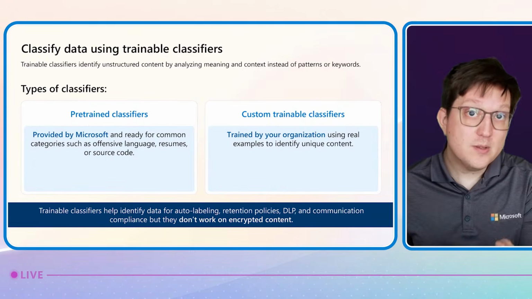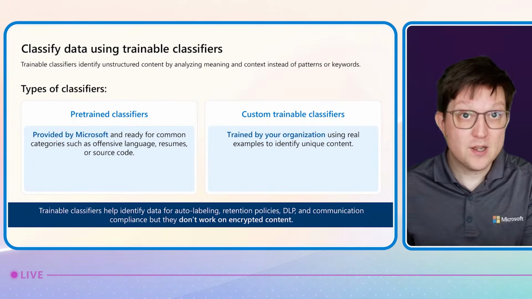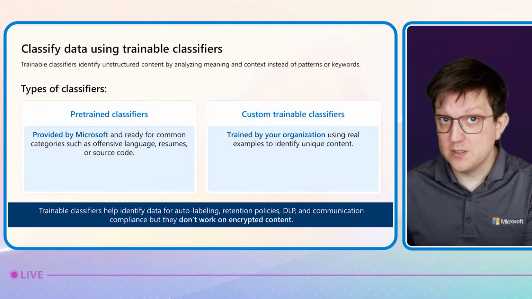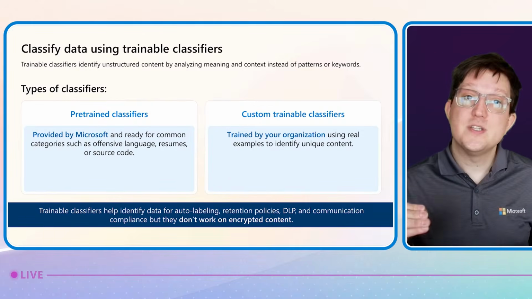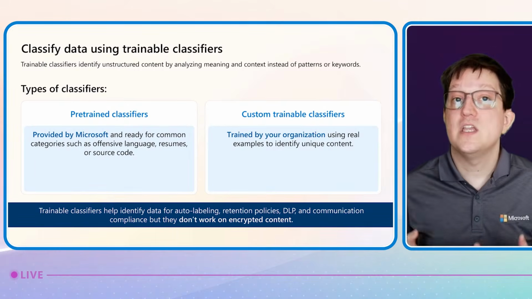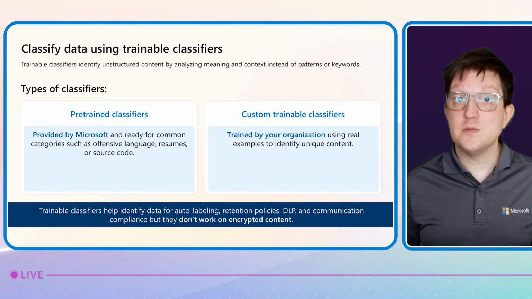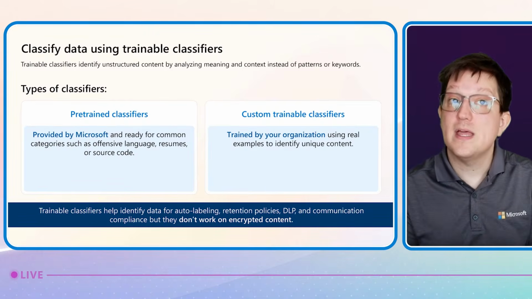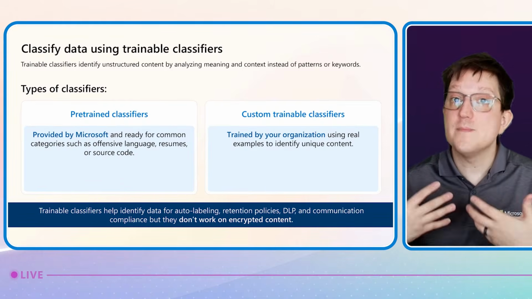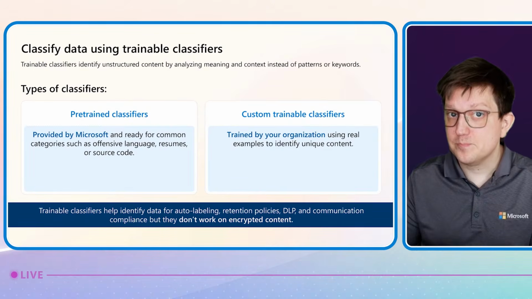Remember, there is a critical limitation with trainable classifiers. By design, they do not work on encrypted content. If you see a question that is related to encrypted content and talking about classification, you're going to need to think of different options. Maybe a structured pattern like a SIT is going to be the better way to identify that file, or look into metadata instead.